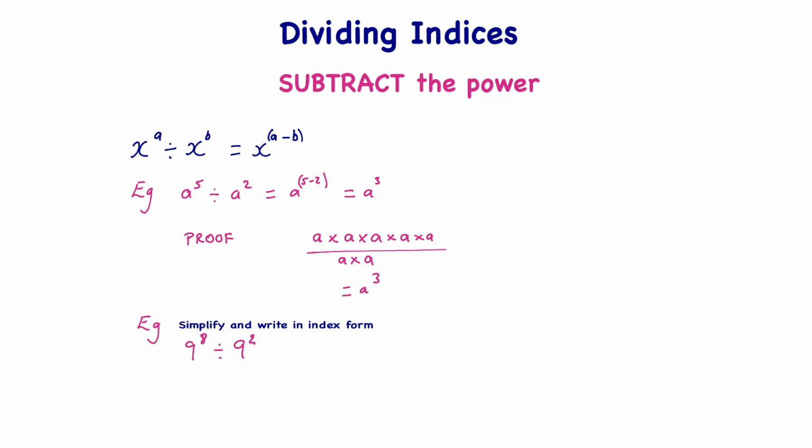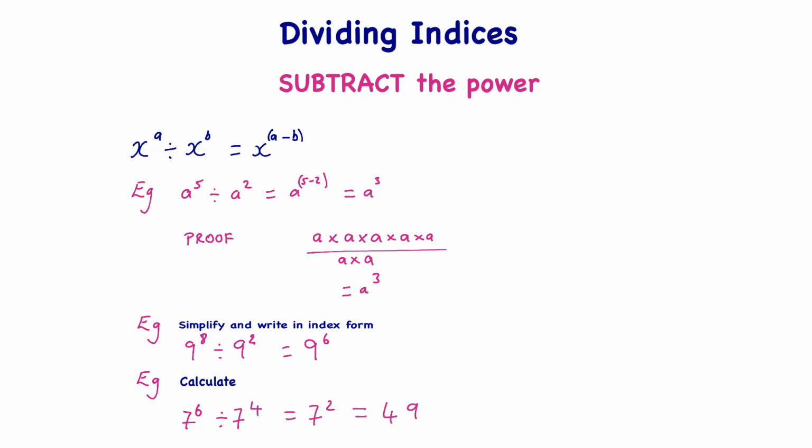We need to simplify and write in index form. So we're going to subtract the powers, 8 minus 2. That will give us 9 to the power of 6, which is your answer. And then we have another one. Again, this time we have to calculate. First we'll work out 7 to the power of 6 divided by 7 to the power of 4, which is 7 to the power of 2. And then if we calculate that, the answer is 49.